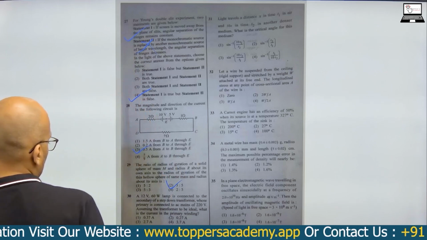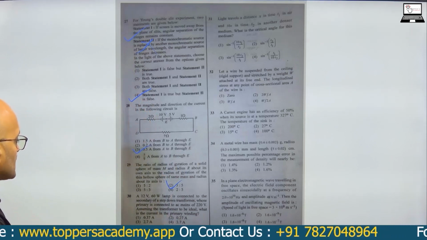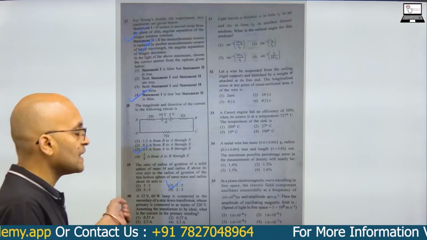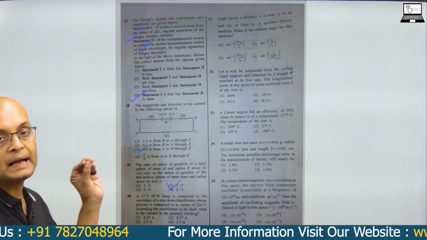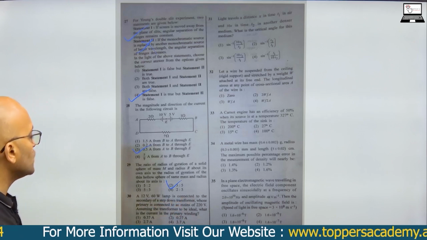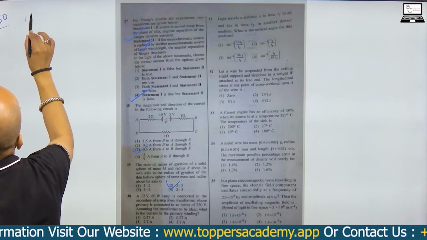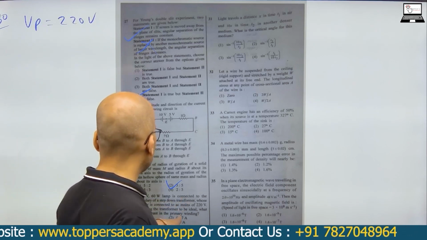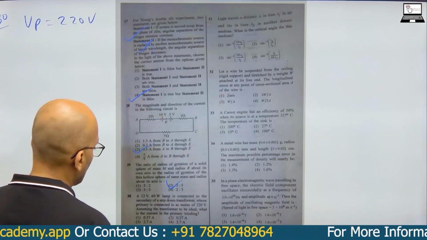30th. It is saying a 12 volt 60 watt lamp is connected to the secondary of the step down transformer. Secondary means from here we obtain the output in the transformer, and primary is the input source. Anyway, whose primary is connected to the AC mains of 220 volt. So primary voltage is 220 volt. Assuming the transformer to be ideal, what is the current in the primary?